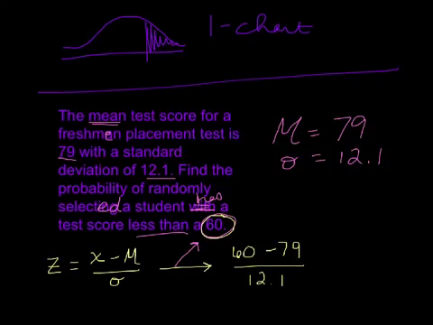Some things you need to know about your calculators: you have to keep in mind order of operations. You have two choices. Either do 60 minus 79 in your calculator and hit enter, which gives you negative 17, and then divide by 12.1. That will work out just fine. Or you can use parentheses around the top: open parentheses, 60 minus 79, close parentheses, and then divide by 12.1. If you try to do it in one step without parentheses, your calculator will only divide the second number.